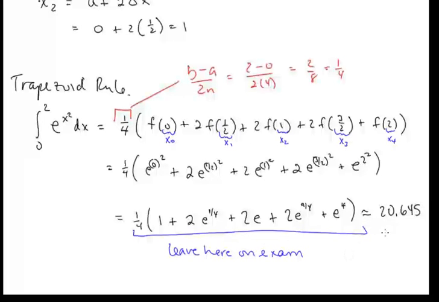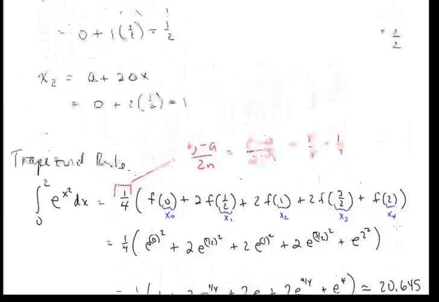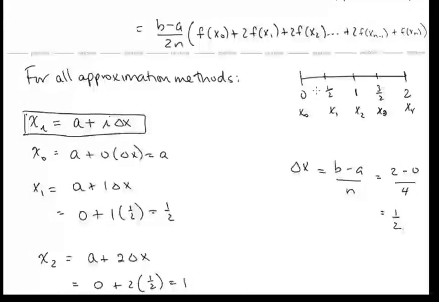And notice, this approximation is very different than the one we got before. We got 14 something before, and now we have 20.645. That's very different. And the reason for that is, well, first of all, these methods are very different, but also because we only have n equals 4 subintervals, and that's a very small number of subintervals. To get anything realistic, you'd probably want to have something like 100 subintervals and have a computer do it.